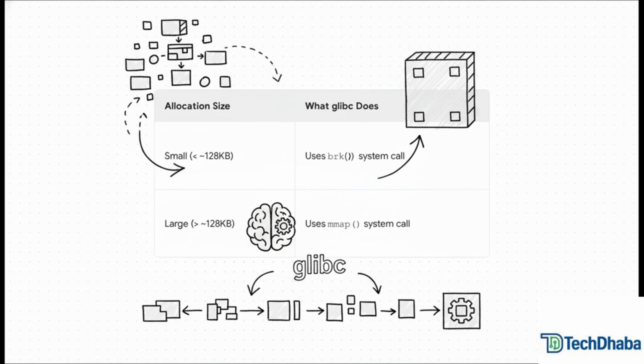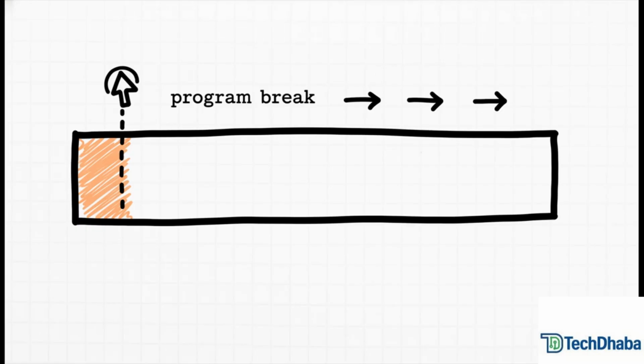Let's look at both. So for smaller chunks, it uses something called brk. Now, brk is all about managing the heap. Just think of the heap as this big, continuous plot of land your program owns.